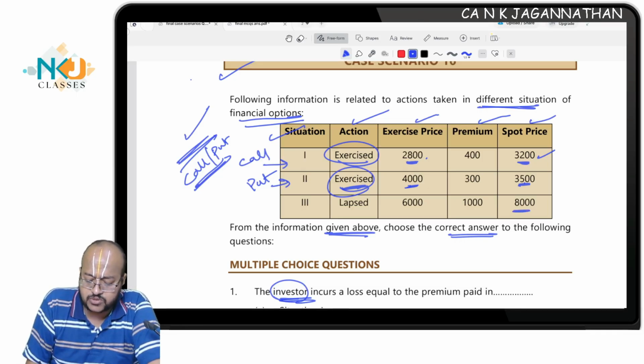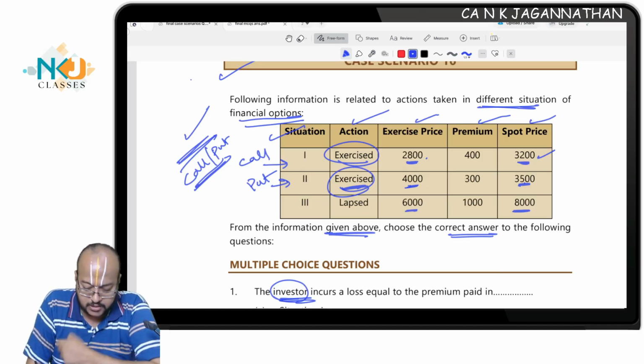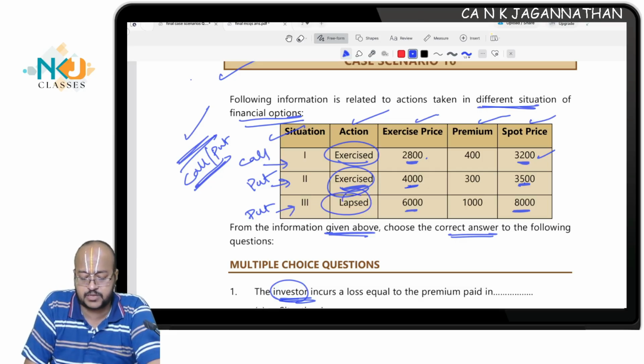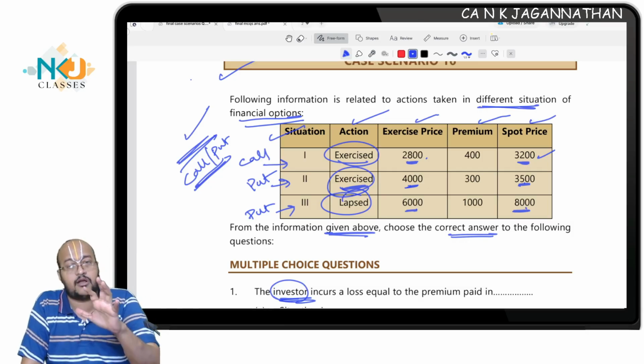Now, in the last case, it is lapsed. A share worth 8,000, right to buy at 6,000, obviously it will be exercised, there will be no lapse. So this is also a put option, because it is lapsed. A share worth 8,000 with a right to sell at 6,000, then only it will lapse. So call, put and put.